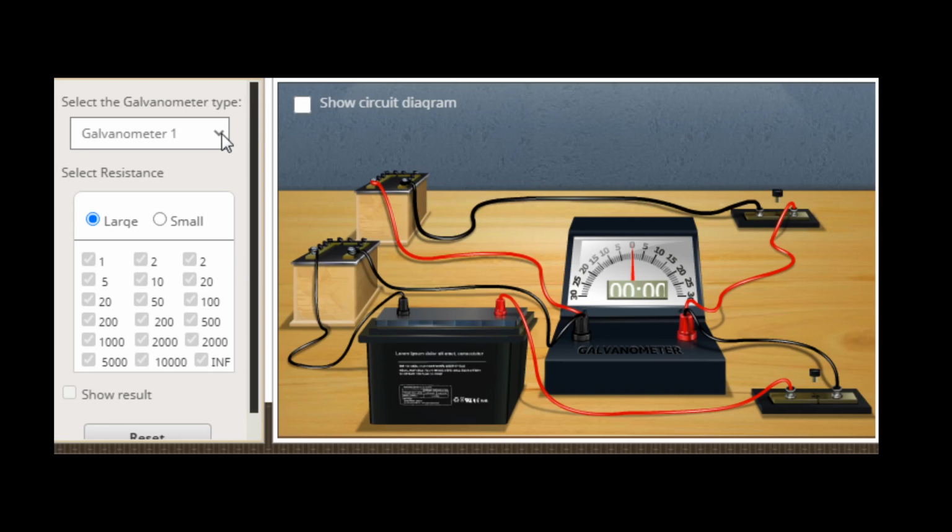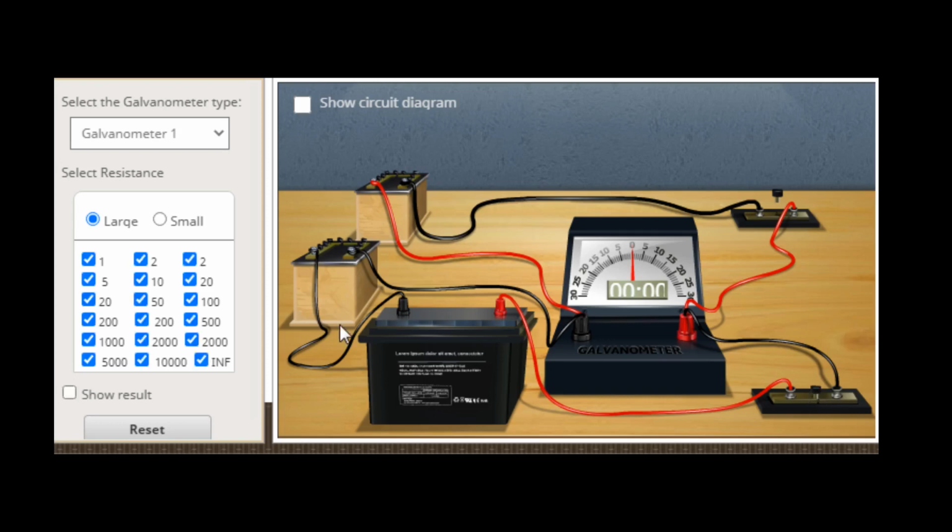So here there are three galvanometers. You can find the resistance of three galvanometers by selecting like this. So I am going to find the resistance of galvanometer 1. So first we'll insert this key and we'll first take out 2000 ohm from this resistance.